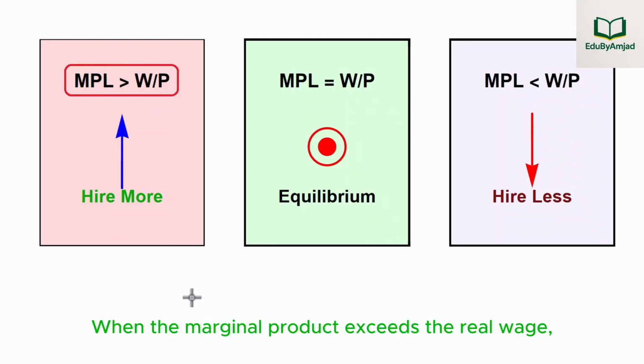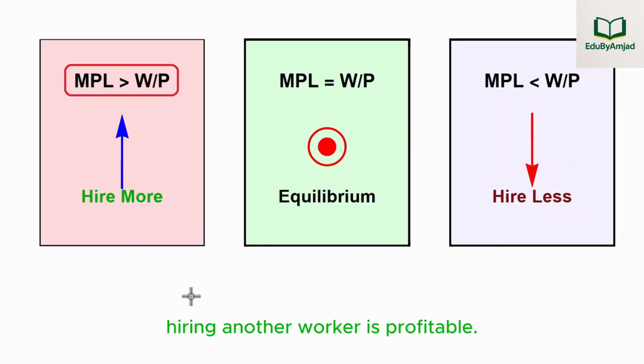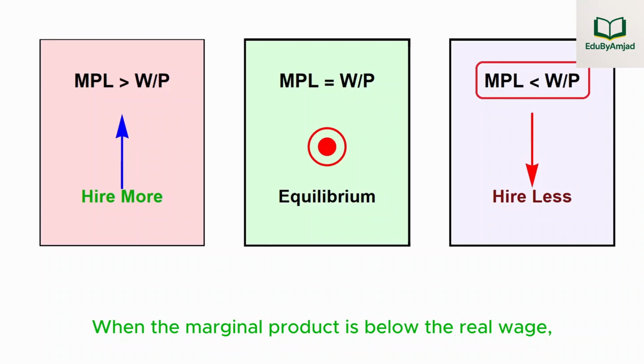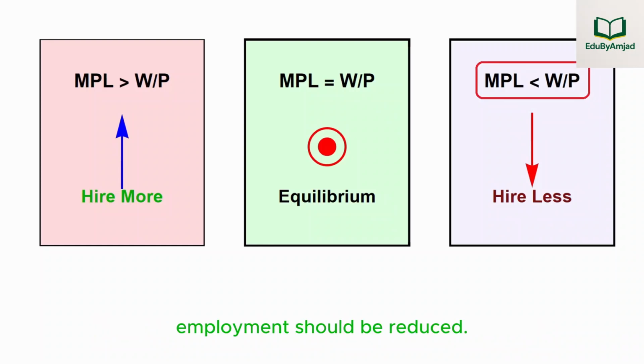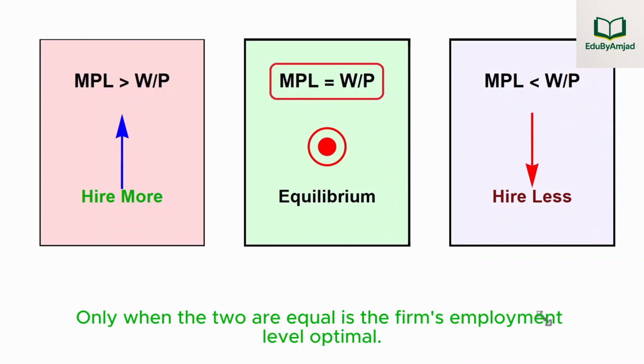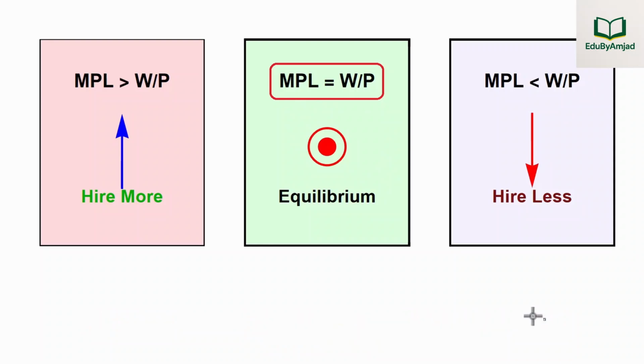When the marginal product exceeds the real wage, hiring another worker is profitable. When the marginal product is below the real wage, employment should be reduced. Only when the two are equal is the firm's employment level optimal.